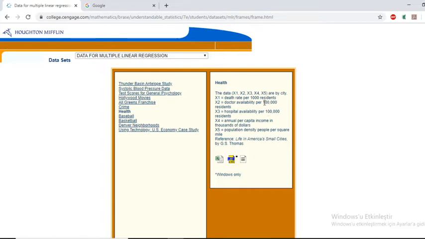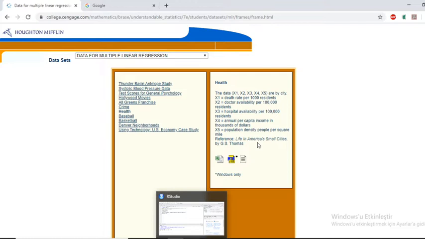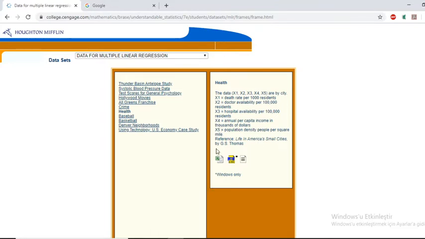Of course, it is possible to rename these variables, or it is possible to make some codes for these variables. For example, to equate x1 to the death rate per 1,000 residents, or make a dictionary. This is also possible in R. But for now, we will go over these with the simple values.